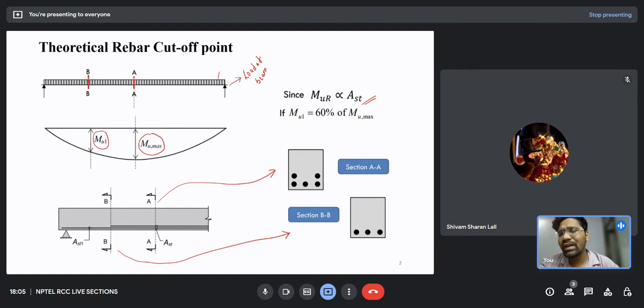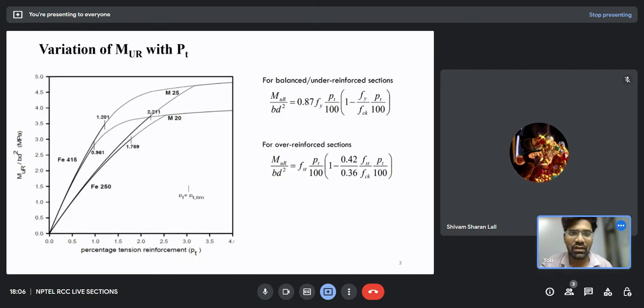Normally, the theoretical rebar cutoff point is the point where we reduce the reinforcement according to the moment, which is less compared to the maximum bending moment for which the beam is designed. Now there are other challenges also, why we cannot directly cut off this bar at this point. There are some restrictions. Those restrictions are based upon some observations, and what are all those observations? Let's see them in the next slide.